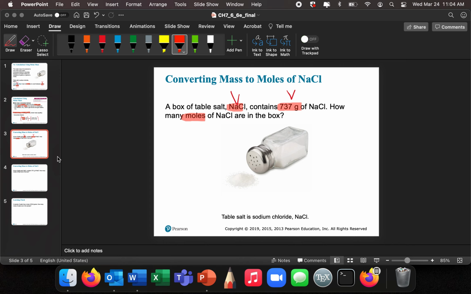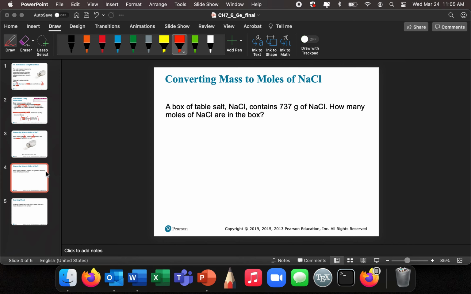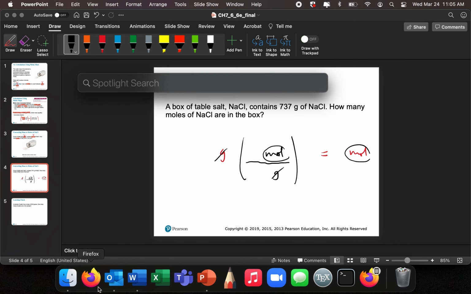All right, so the way we're going to do it is, we need moles, and we're given grams. So let's have a conversion factor where grams goes on the bottom and moles goes on the top, so that moles will be our answer and grams will cross off. For sodium chloride, we have to look up the molar mass.